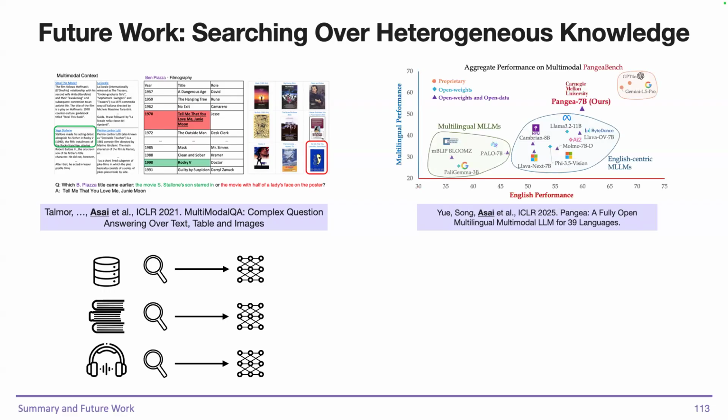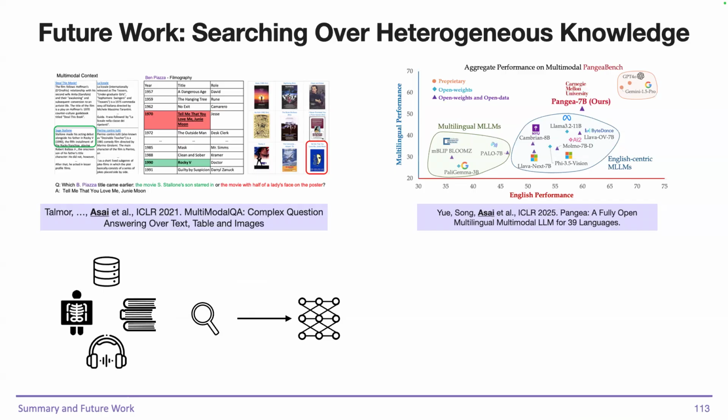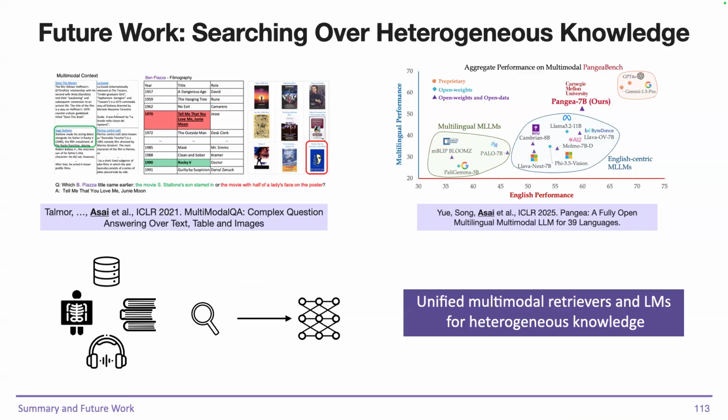Today, we are seeing the rise of multimodal language models that seamlessly process and generate diverse outputs beyond text, including our latest state-of-the-art multilingual multimodal language models. However, retrieval-augmented language models for multimodal input and output remain largely underexplored, especially beyond text and images. In my future work, I aim to advance retrieval and multimodal language models, enabling seamless processing across heterogeneous knowledge, especially for emerging and underrepresented modalities.